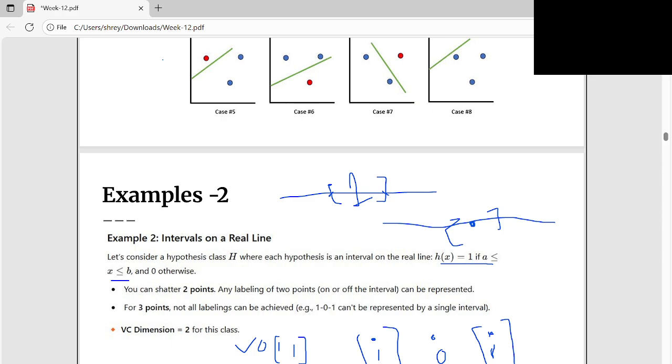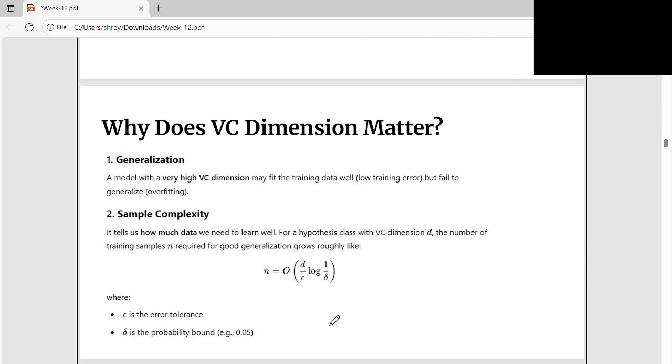So ultimately, if some hypothesis is given to you, you have to tell what the VC dimension of this class is. Okay, so now the question arises, why is this VC dimension important?